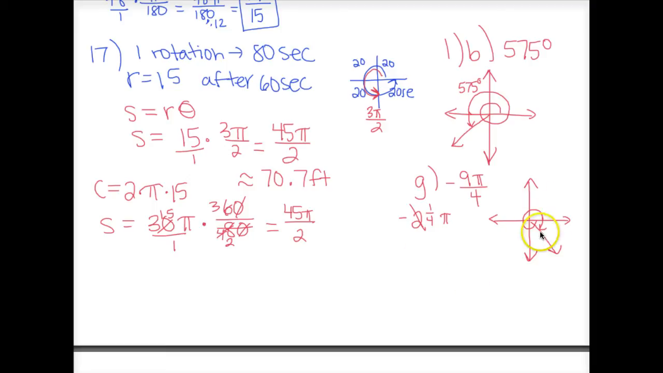And then again, once you draw your terminal side, you also need to make sure that you label the angle that you drew. So negative 9 pi over 4. All right, next thing that we went to were coterminal angles. It asked you on these to find one positive and one negative coterminal angle.